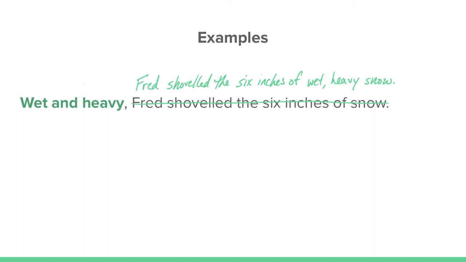And that way is you can also just get rid of the modifier at the beginning and move it to right before the adjective or the noun it's meant to modify. So instead of wet and heavy, Fred shoveled 6 inches of snow, just change it to Fred shoveled the 6 inches of wet, heavy snow. You've got the same idea. You've just cleared up what the modifiers are modifying.